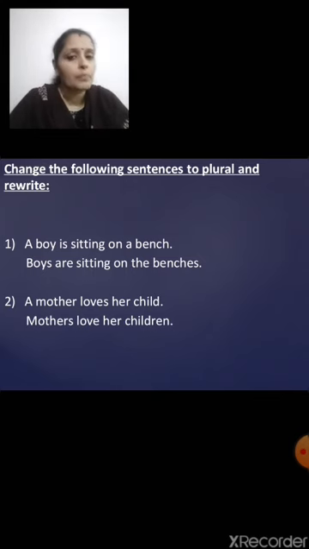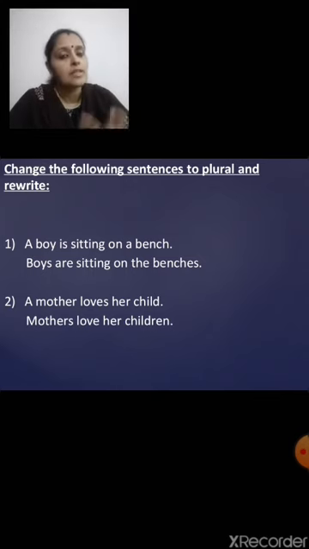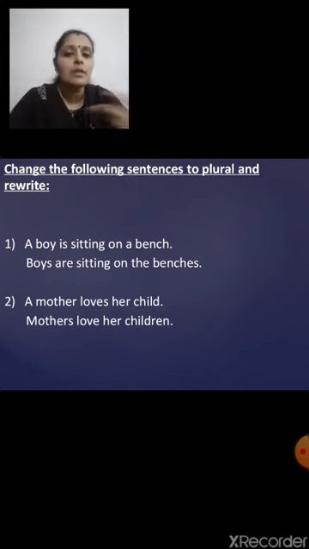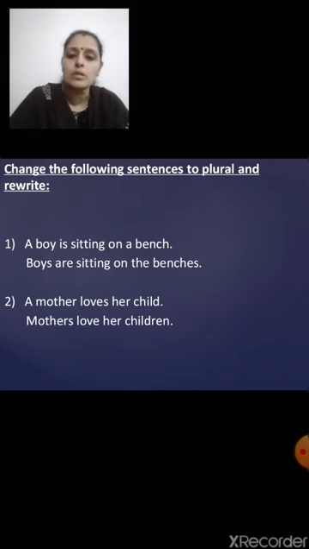Did you all notice? I have changed the singular noun into plural noun. Along with them, the formation of the sentence also changes. The verb changes. And there is no a written before the nouns. So, boys are sitting on the benches.